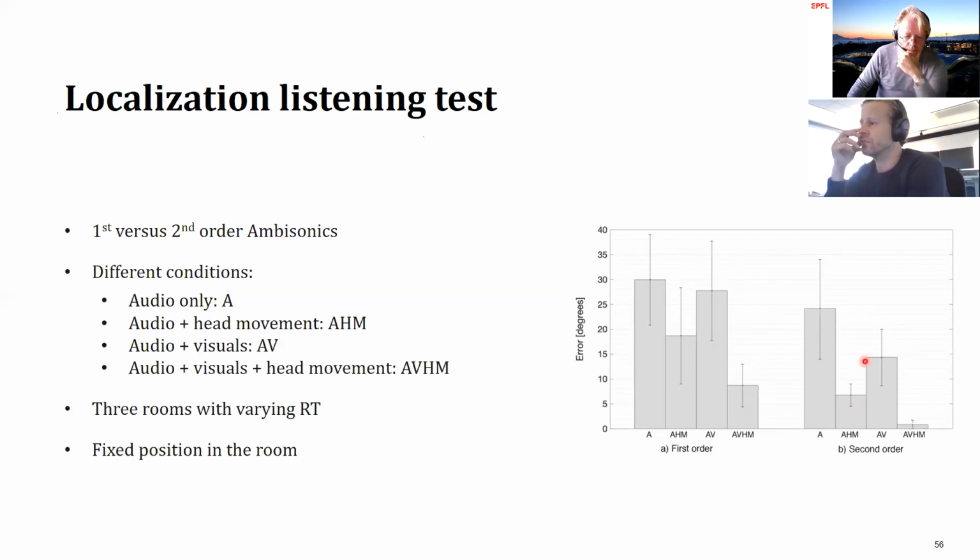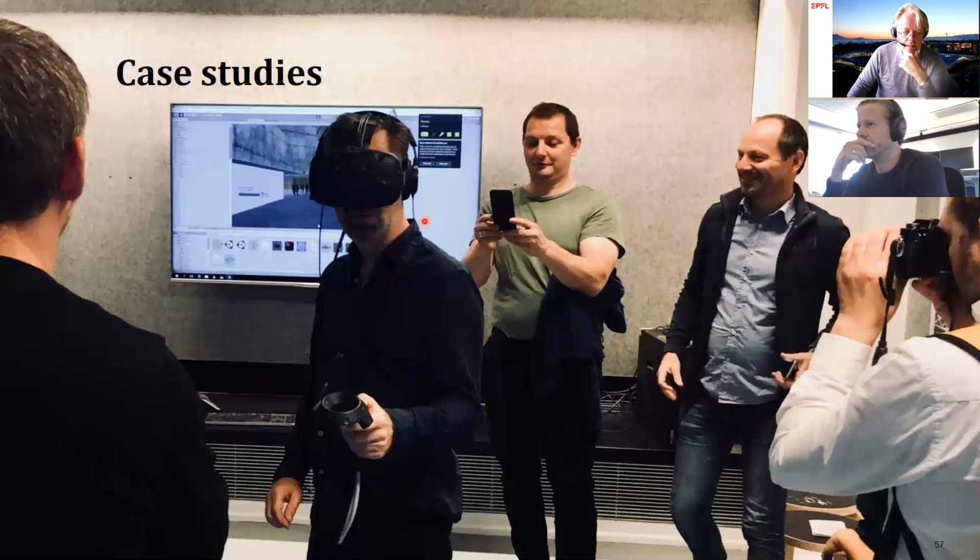just add the visuals, then we improve the localization performance. This sort of indicates the power of the holistics of virtual reality. And finally, if we allow head movement and present audio and visuals, we get excellent localization performance. And these results are averaged across the 3 rooms, but we found that they're very similar for each of the different rooms. Okay, we also did some case studies where we employed the system on cases in Henning Larsen.